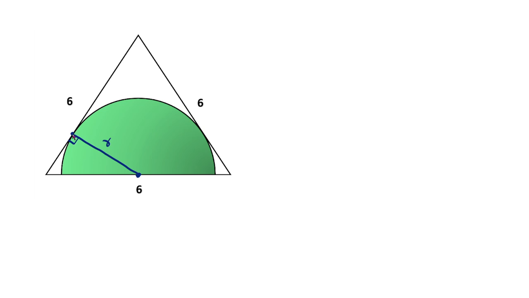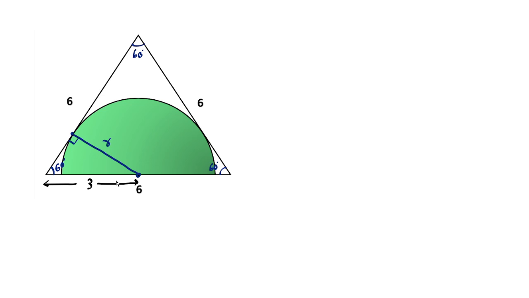Since this is an equilateral triangle, all angles will be 60 degrees. So this will also be 60 degrees. And we can say that the side of this equilateral triangle is 6 units and this is the center, so this length will be 3 units, because it is divided by the center.